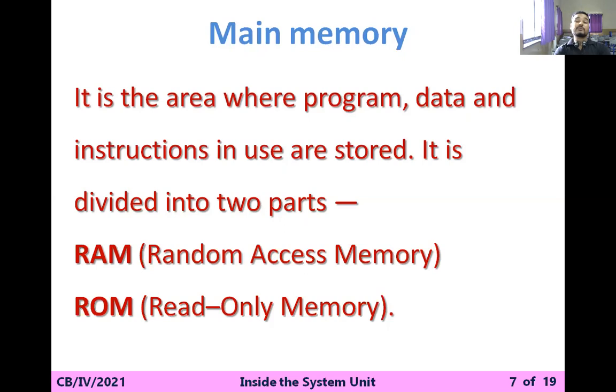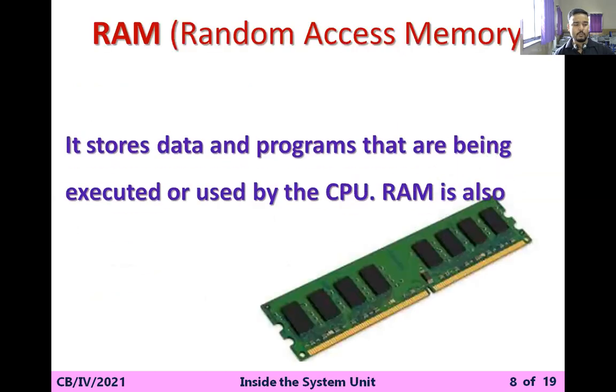This main memory is again divided into two types. One is RAM, another is ROM. RAM stands for Random Access Memory. I'll repeat, Random Access Memory. And ROM stands for Read Only Memory. Got it? So this is about main memory. We are going to see them one by one.